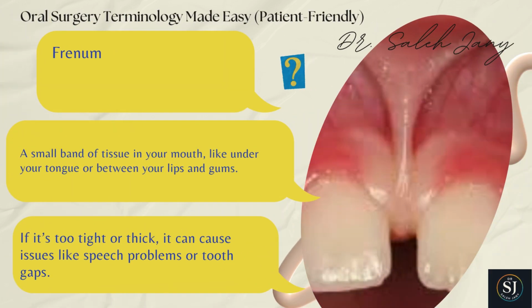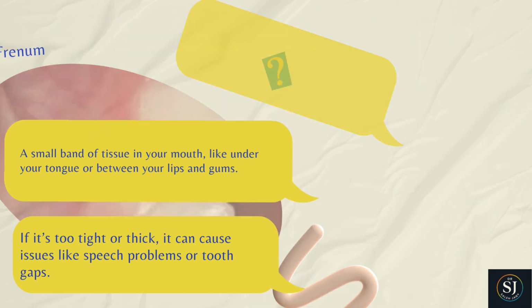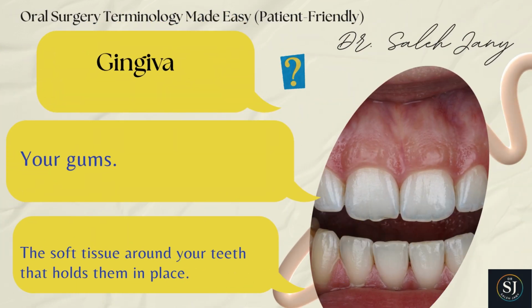Frenum. What it means: a small band of tissue in your mouth, like under your tongue or between your lips and gums. Explanation: if it's too tight or thick, it can cause issues like speech problems or tooth gaps. Gingiva. What it means: your gums. Explanation: the soft tissue around your teeth that holds them in place.